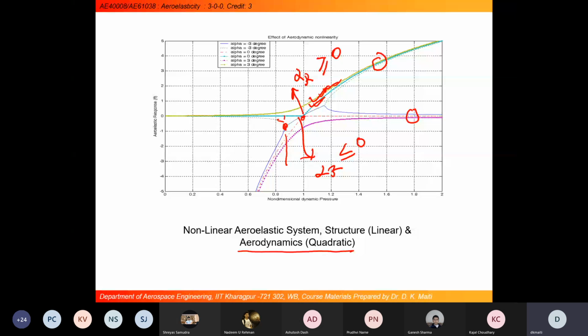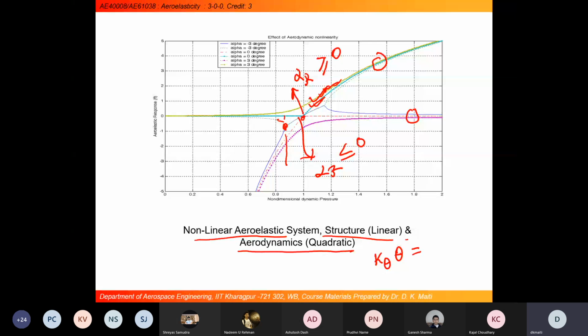When we have taken the nonlinear aerodynamic load, the quadratic load, and the structural load, the equation I get is k theta into theta equal to q e c square Cl alpha into alpha, or Cl alpha naught into alpha and Cl alpha 1 into alpha square.